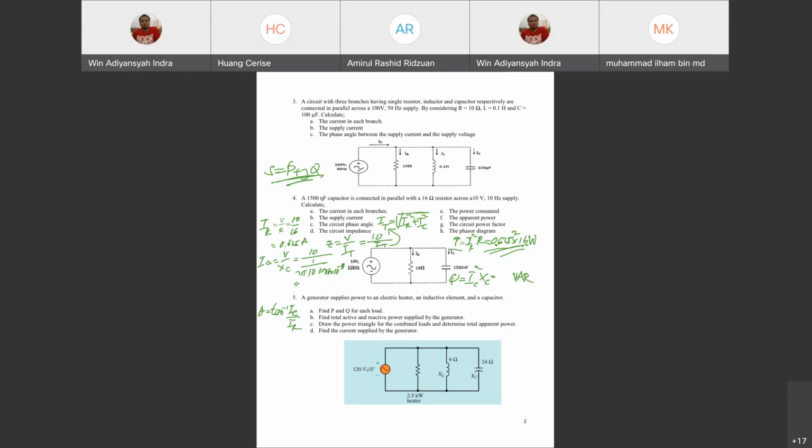Okay, next, power factor. Power factor equals cos of the angle. We have the angle here just now, so put the angle into this one, find the cos value, and you get the power factor.